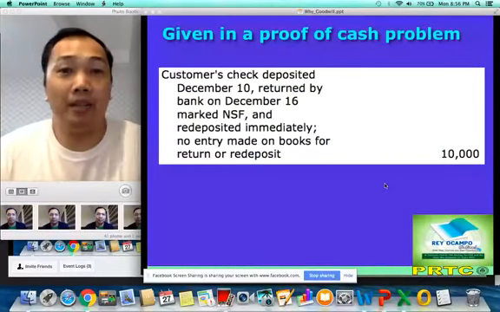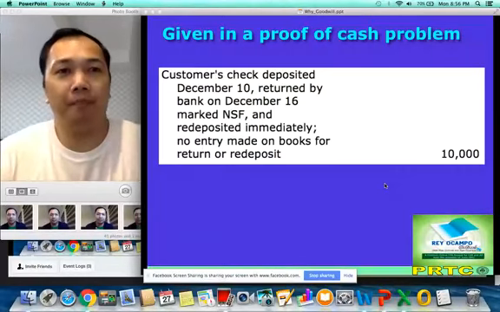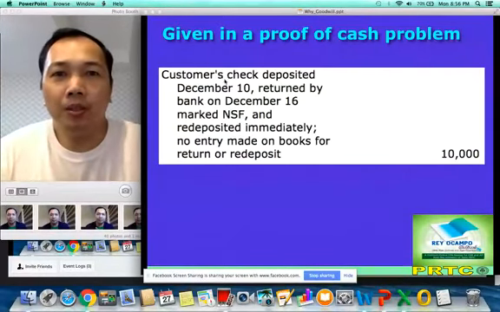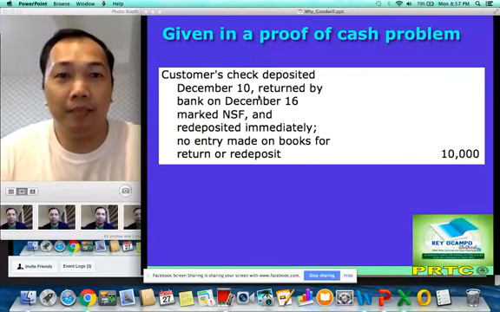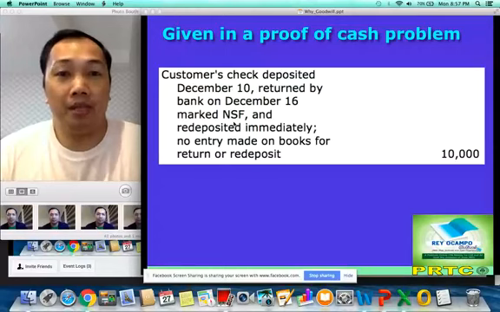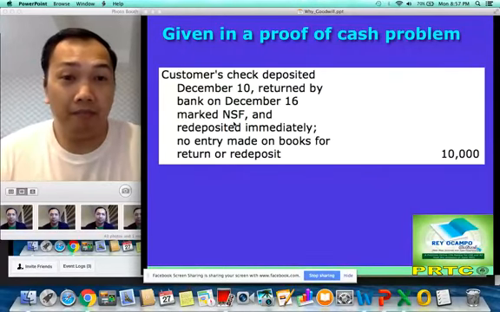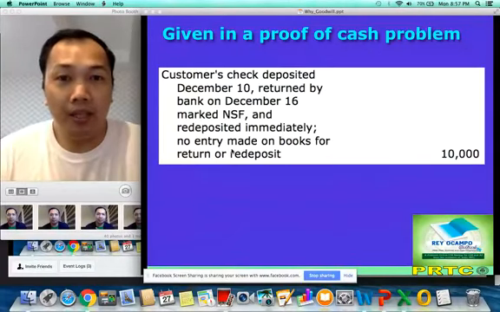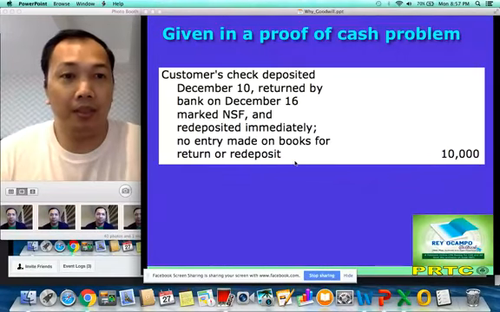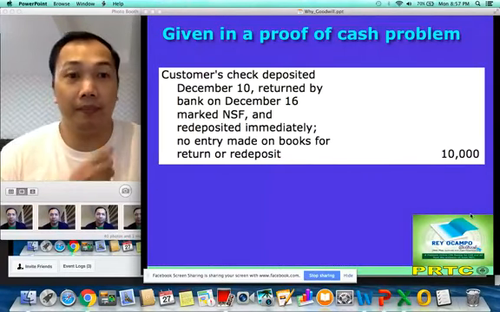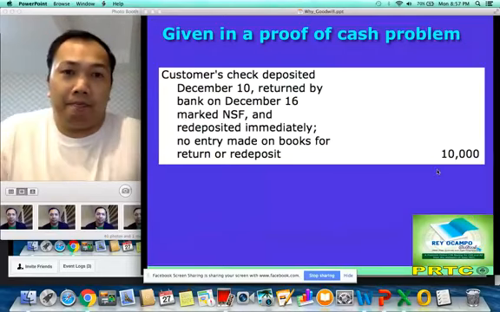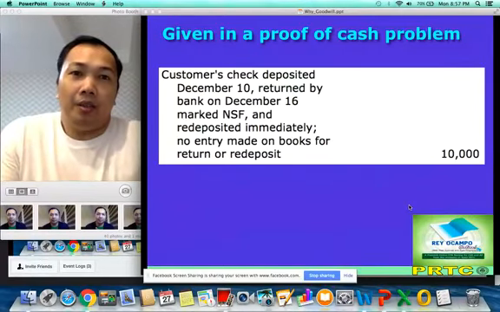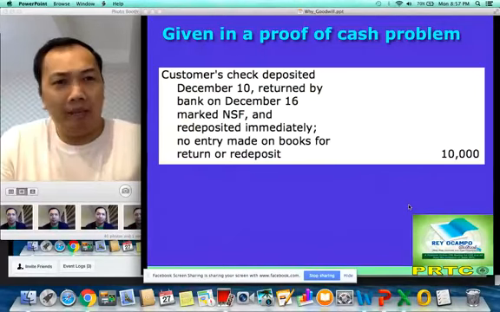Okay, so let's say given ito in a proof of cash problem. Customer's check deposited, let's say December 10, returned by bank December 16, tapos mark NSF, or no sufficient fund, or Philippine banking term, DAIF, drawn against insufficient fund. Redeposited immediately. No entry made on books for return or redeposit. So let's say the amount is 10,000. So where to adjust? Saan ba yan? Bank ba or books?